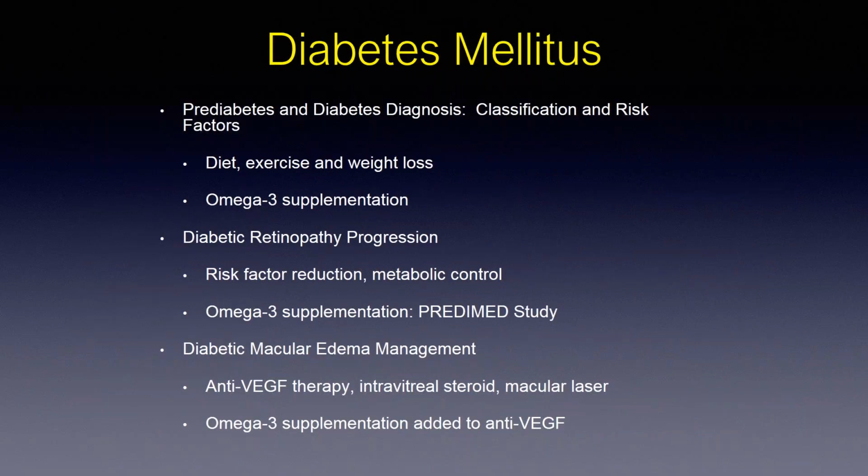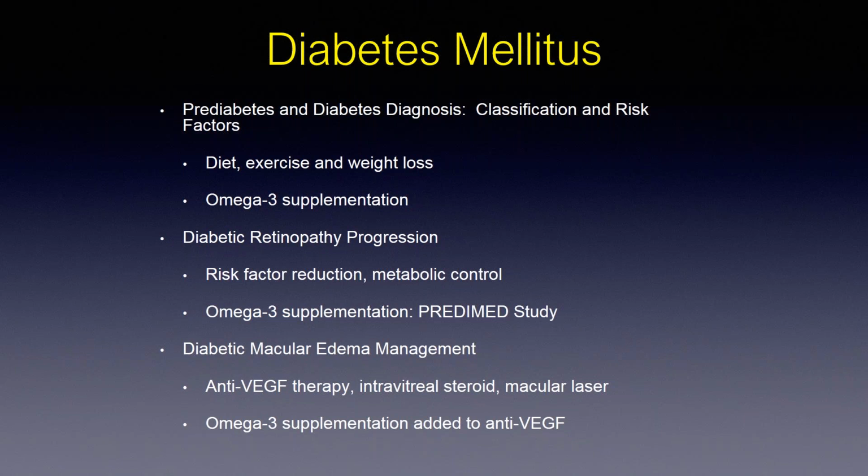So in summary, what I've hopefully laid out in a very clear and concise manner is that as far as pre-diabetes and diabetes making the diagnosis, diet, exercise, and weight loss remain the mainstays of our treatment for this, but that omega-3 supplementation may play a role in reducing the progression of pre-diabetes to diabetes or delaying the diagnosis of that disease. In people who already have diabetic retinopathy, risk factor reduction and metabolic control remain the mainstay.